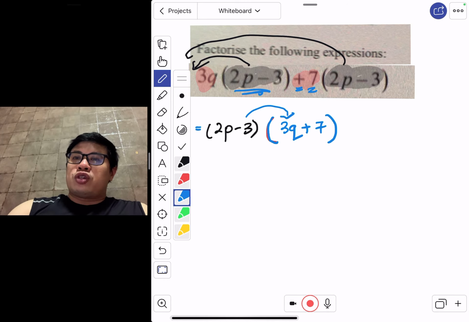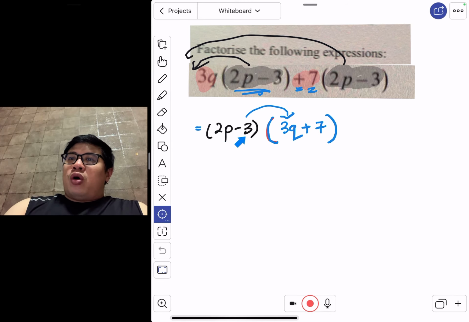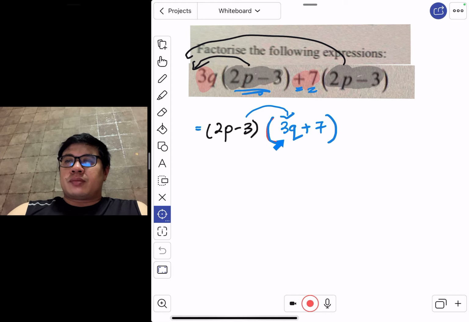Of course, you check that there are no other ways. Between each two terms, there must be no other factors in common. If it is fully factorized, then this is the answer that we're looking for. Okay? Thank you.